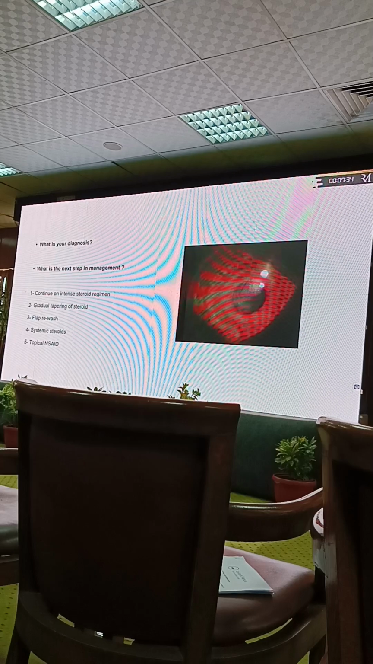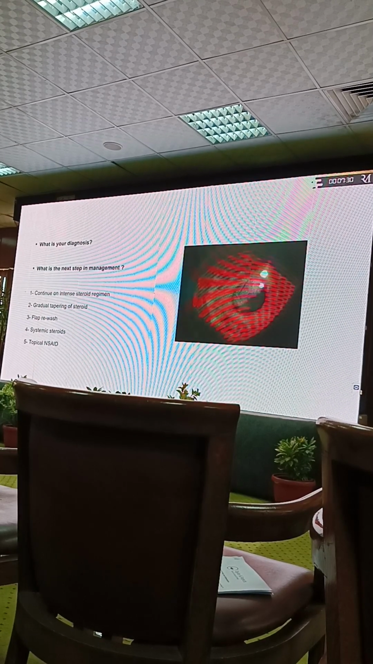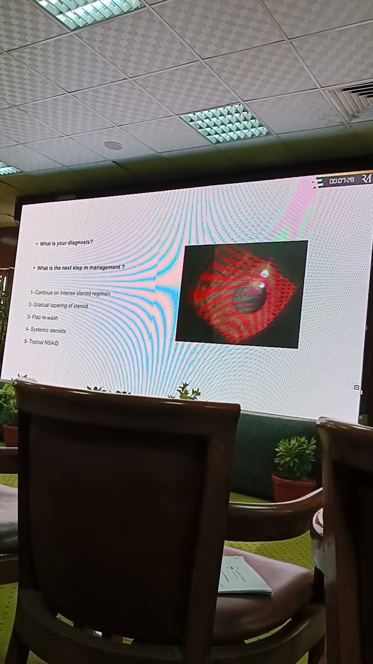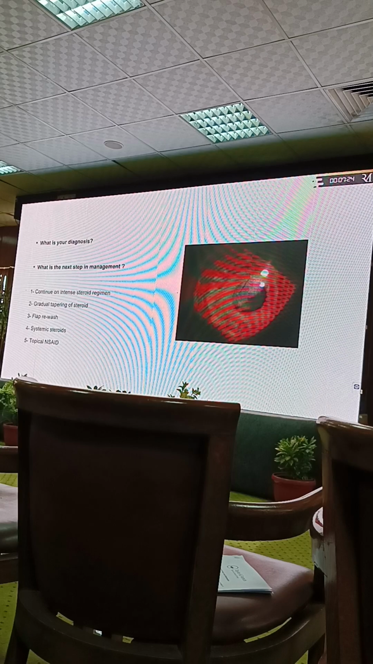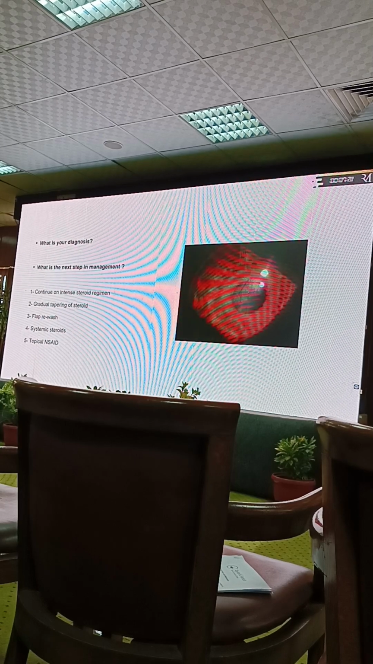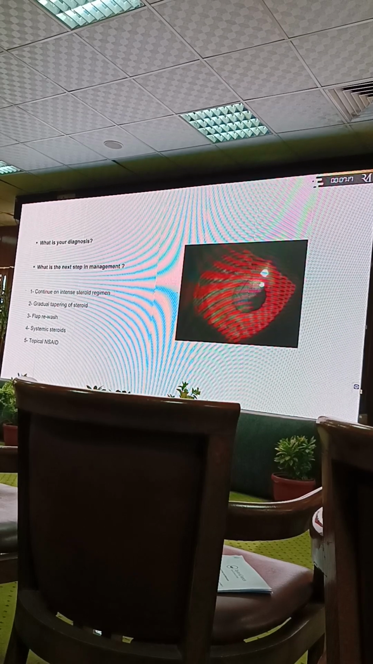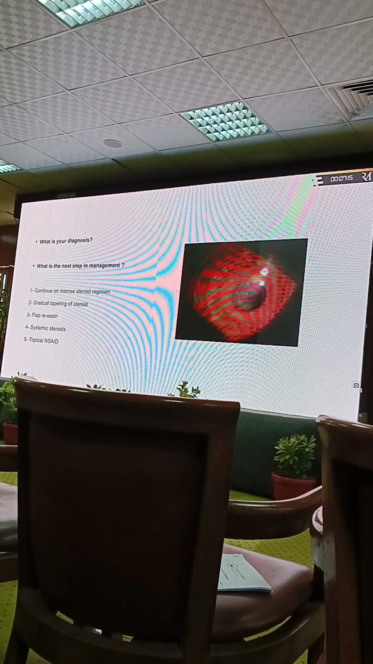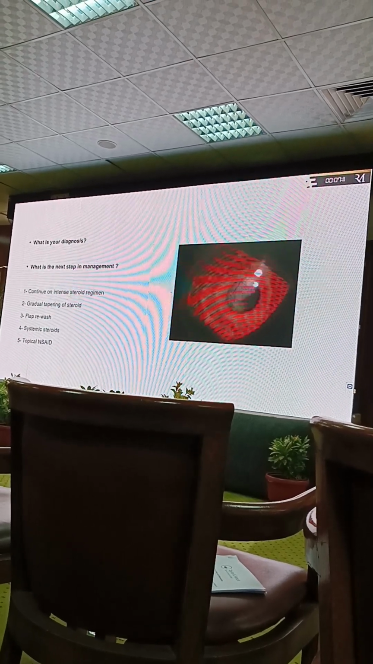What is the next step in the management? To continue intensive steroid therapy, or to gradually taper the steroids, or to do a flap re-wash another time, or to give him systemic steroids, or to give him topical non-steroidal anti-inflammatory drugs. So what is the diagnosis? The diagnosis here was central toxic keratopathy.